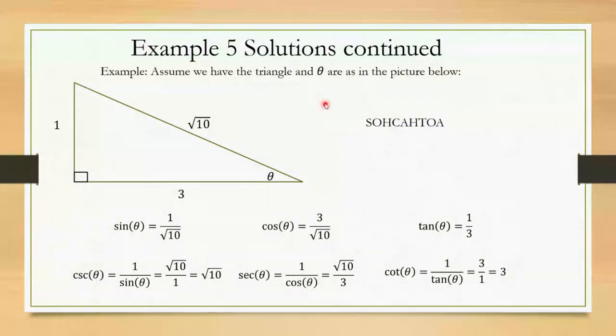Okay, so we have our triangle here. What we want to do is get all the trig functions. Sine of theta, right? That's opposite over hypotenuse. Here's theta. Opposite over hypotenuse.